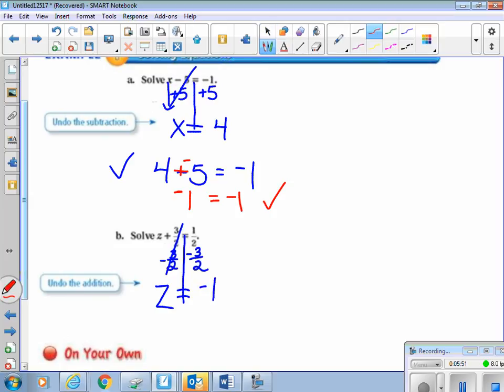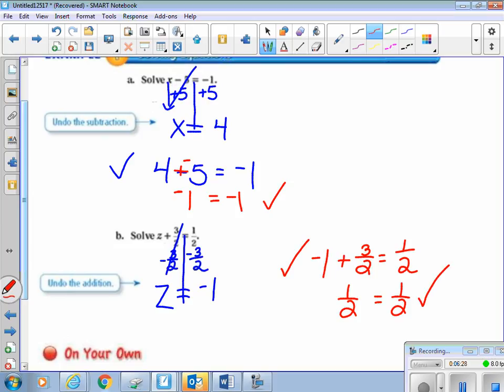I'm now going to substitute that negative 1 back into the equation to check it. So z becomes negative 1. Negative 1 plus 3 over 2 equals 1/2. Negative 1 plus 3 over 2, I have different signs, finding the difference here. When I find the difference, I then will take the sign of the higher absolute value, which is going to be positive, because 3 over 2 is actually 1 and 1/2. So this gives me a positive 1/2 on this side, and a positive 1/2 on that side. They match. They are equivalent expressions.